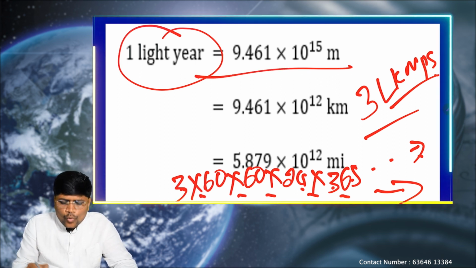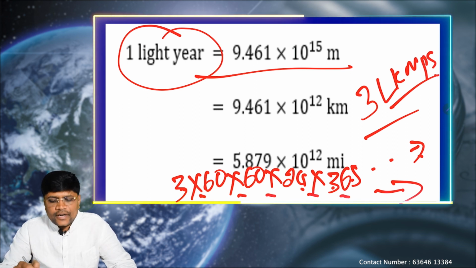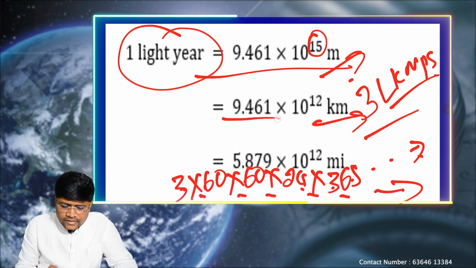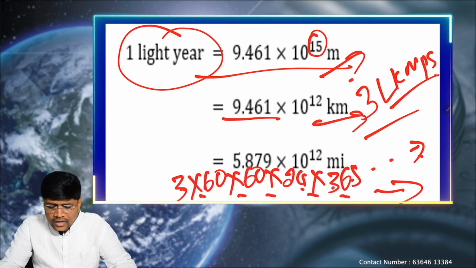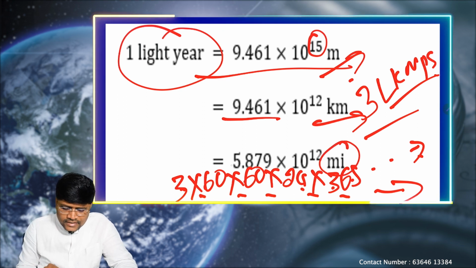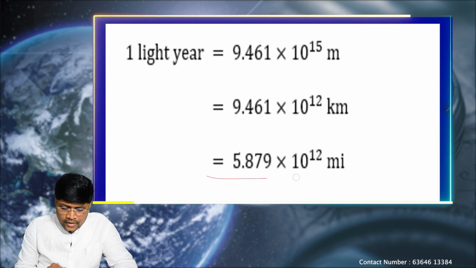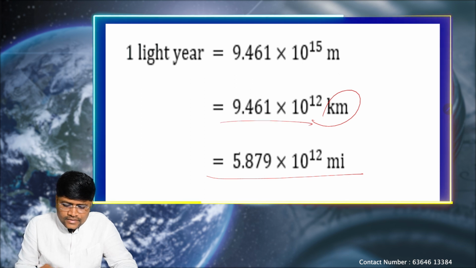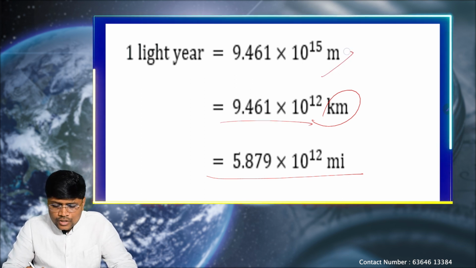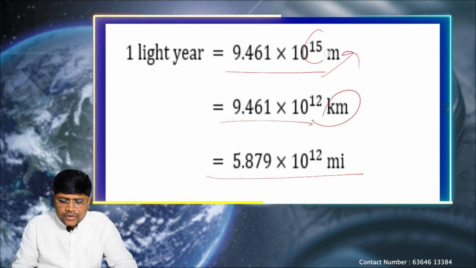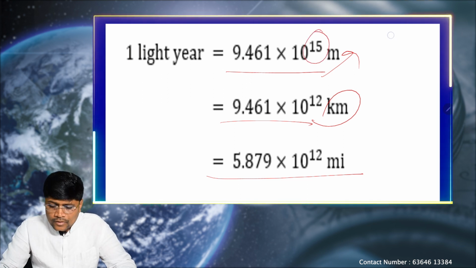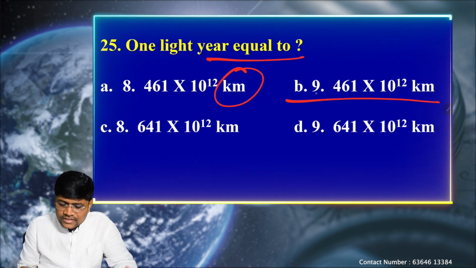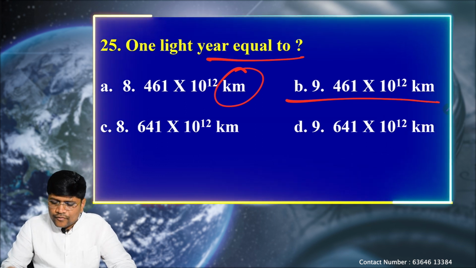1 light year is equal to 9.461 into 10 to the power of 15 if we express it in meters. In kilometers, it is 9.461 into 10 to the power of 12 kilometers. In miles, it is 5.879 into 10 to the power of 12 miles. Here all the options are given in kilometers, so the correct option is B, 9.461 into 10 to the power of 12 kilometers.